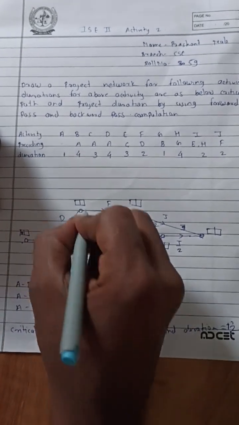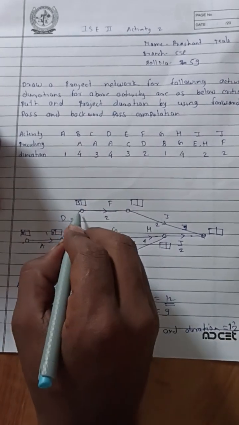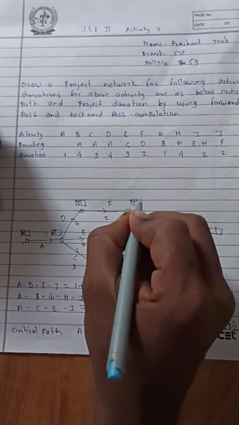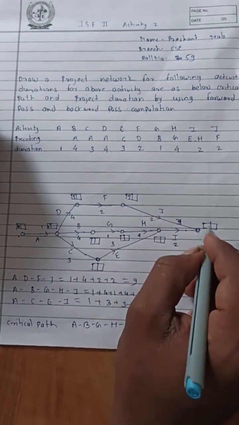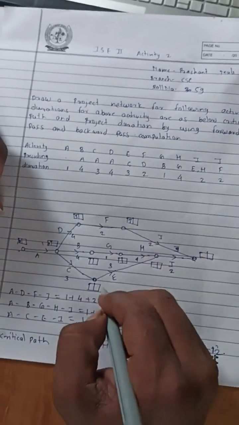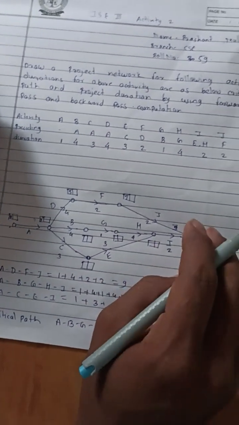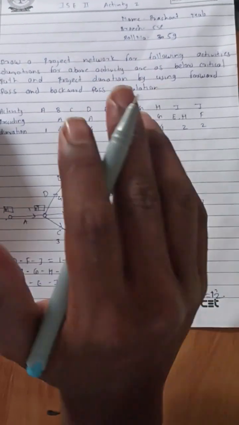Now 1 plus 4, we can write here 5. 5 plus 2, we can write here 7. Now here we cannot directly write 7 plus 2, 9, because here is a junction. There are another two ways which are coming here, so we keep it as it is.